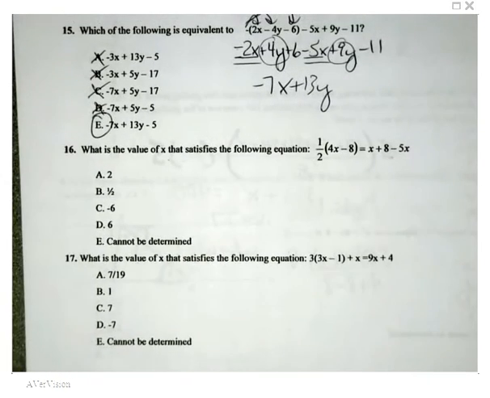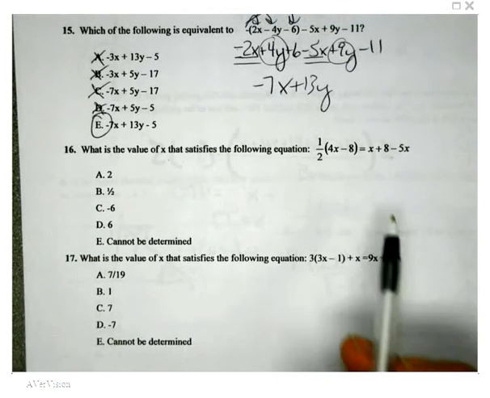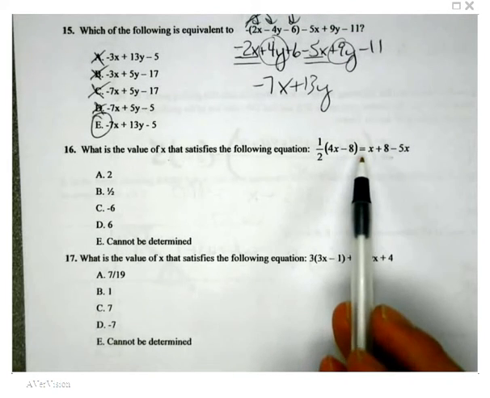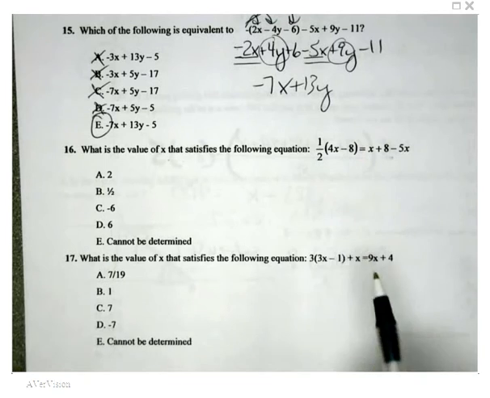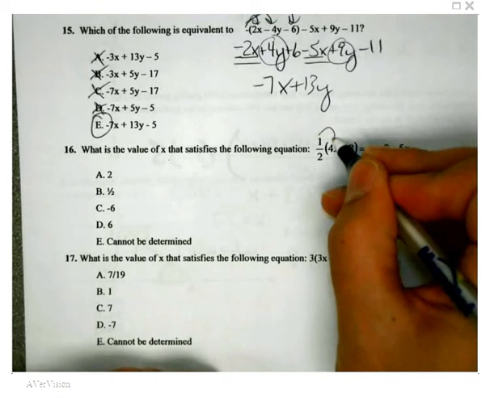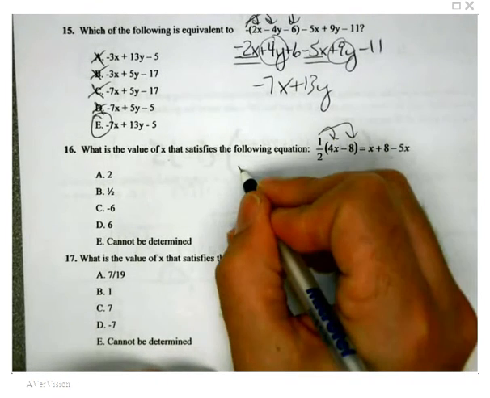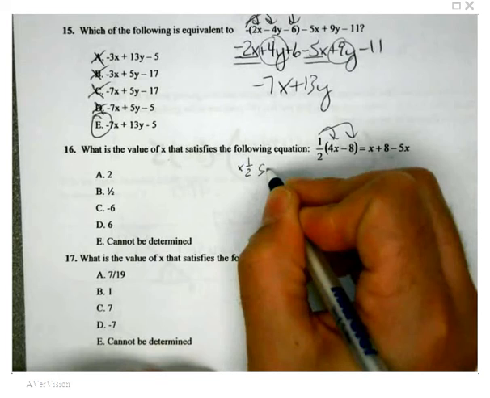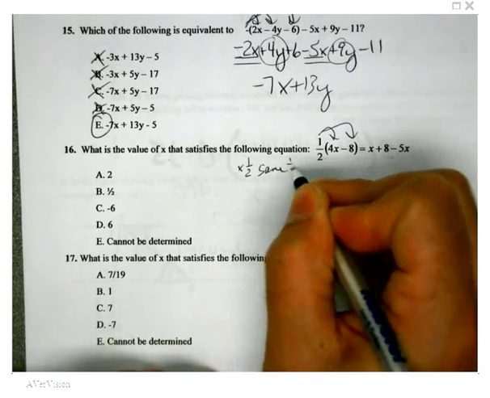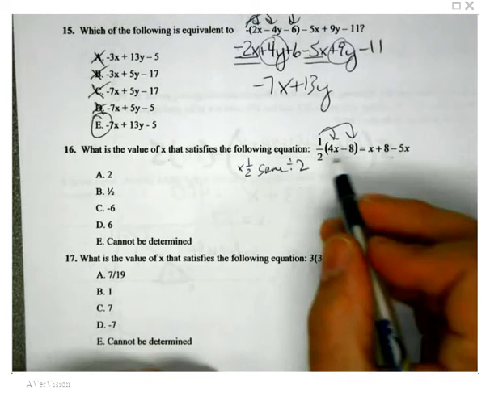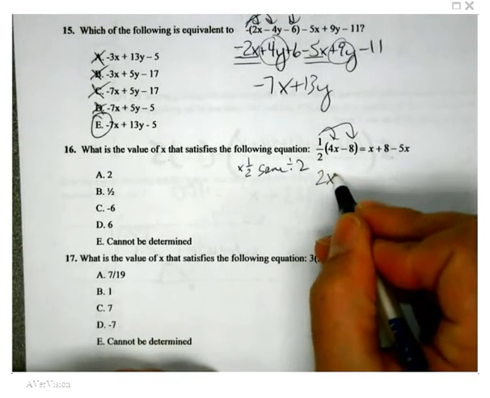And finally, okay, what's the value of x that satisfies the following equation? Now I can either solve it algebraically, which is what I choose to do, or you could just start substituting numbers in until you find something that worked. Okay, multiplying by a half is the same thing as dividing by 2. So I'm just going to divide each of these by 2.